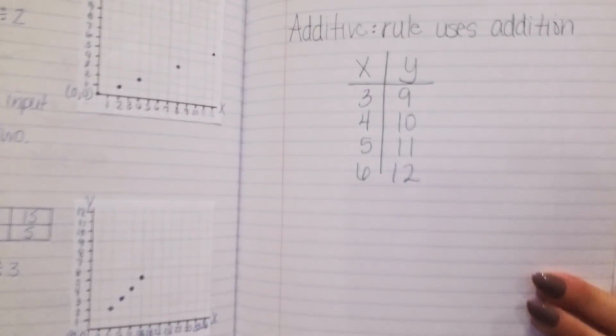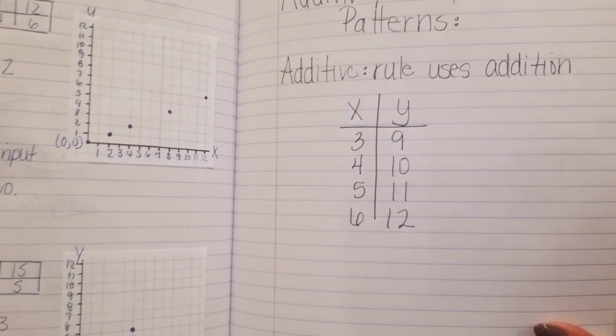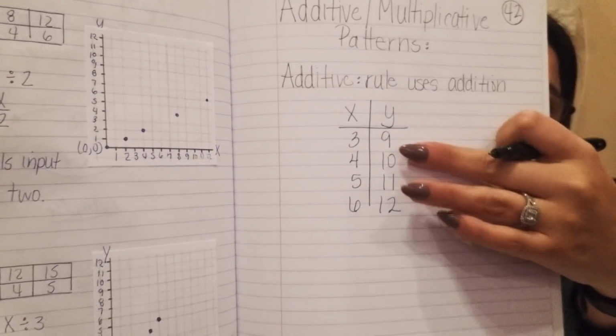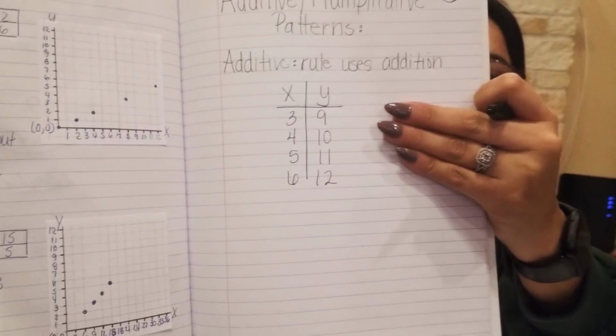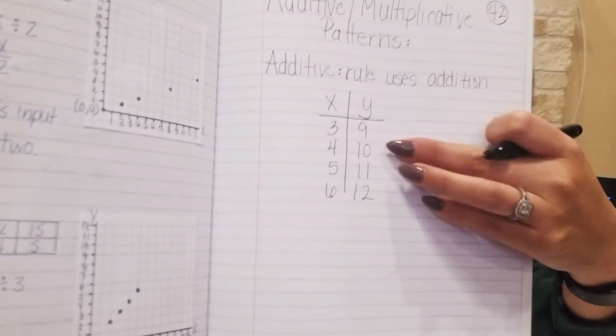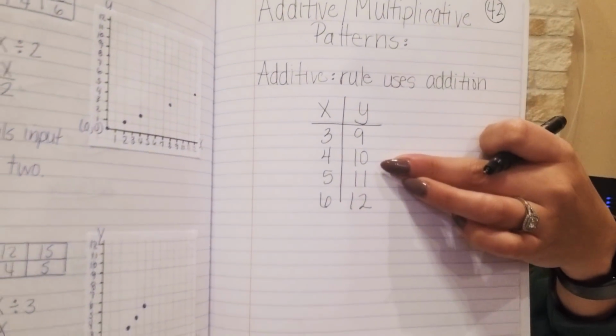Okay, so I put down these as my additive pattern. As you can see, starting here, we have 3 turning into 9. And you might be saying to yourself, well, Miss, I know that 3 times 3 equals 9. And yes, you're right, 3 times 3 does equal 9. But then when I go to 4 and the 10, does 4 times 3 give me 10? No. If I know my 4s, I know that 4 times 3 is going to give me 12. So it's definitely not multiplicative here in this case. We are definitely going to be adding.